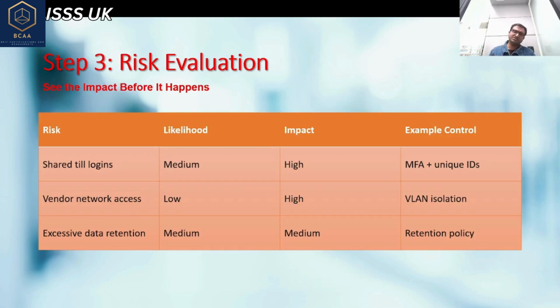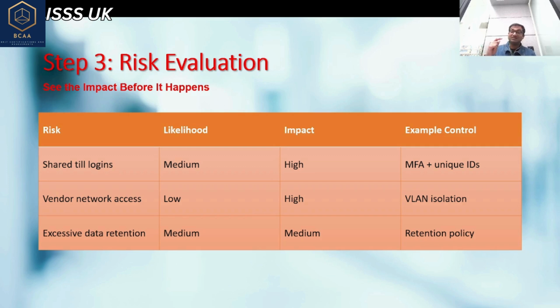Now, the risk evaluation. This is step 3. I'll give you one example that I've seen in person: shared till logins. You cannot log in as the supervisors on tills, because supervisors have certain extra privileges that other employees would not have. Supervisors sometimes might have privileges like taking the cash. Supervisors sometimes might have the privilege of sending orders to the vendors.